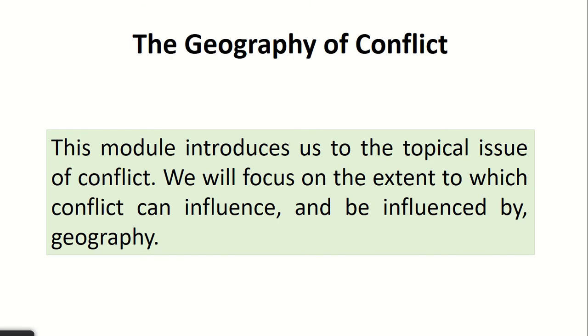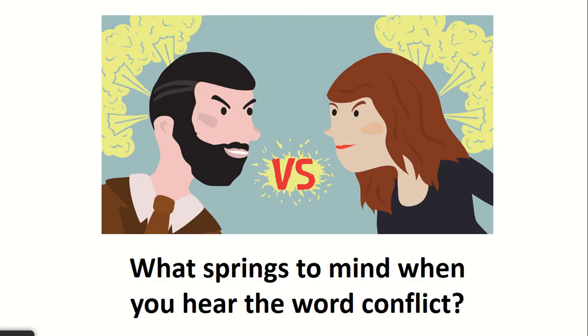And so the topic we're going to be doing this half term is called the geography of conflict. This module introduces us to this new issue of conflict. We're going to be focused on the idea that conflict can influence and be influenced by geography. This slide here will make loads more sense after we've finished the unit. So bear that in mind, it's quite an interesting topic. And we're going to look today at what those key terms are.